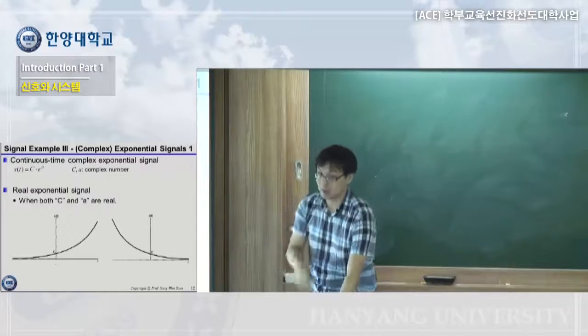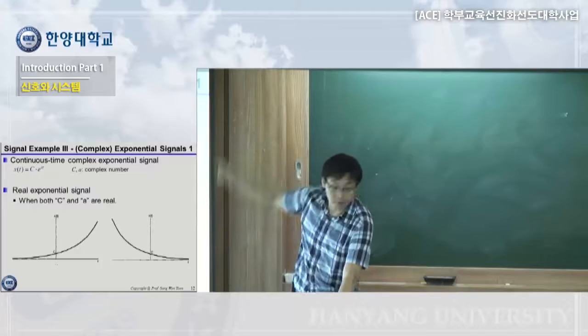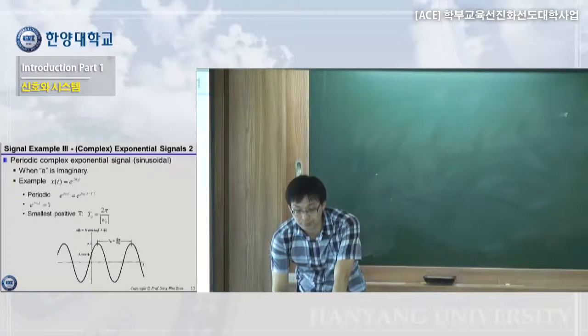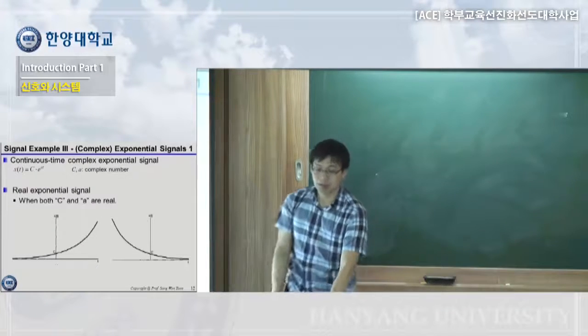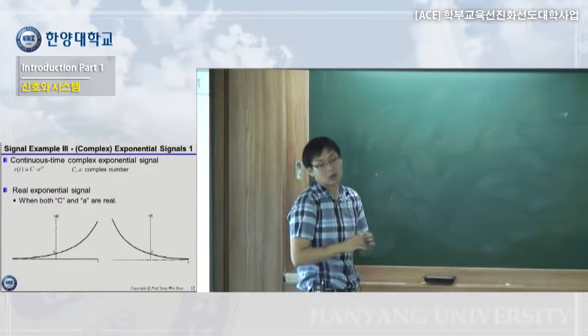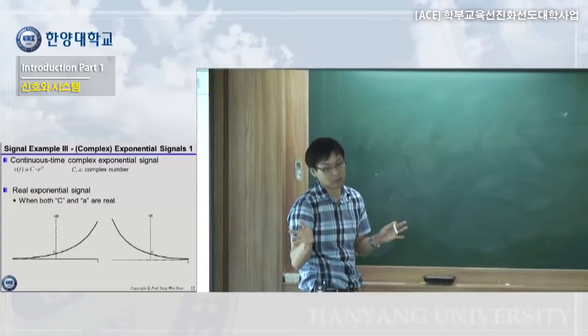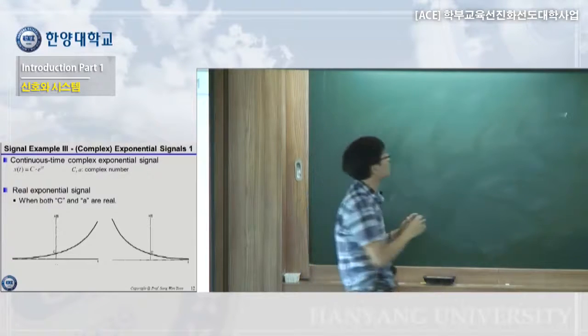This one has 3 parts. I put number 1 over here: number 1, number 2, number 3. They become more complex. First case is continuous time, complex exponential signal. This is actually covering all of them. And let's think how they look.